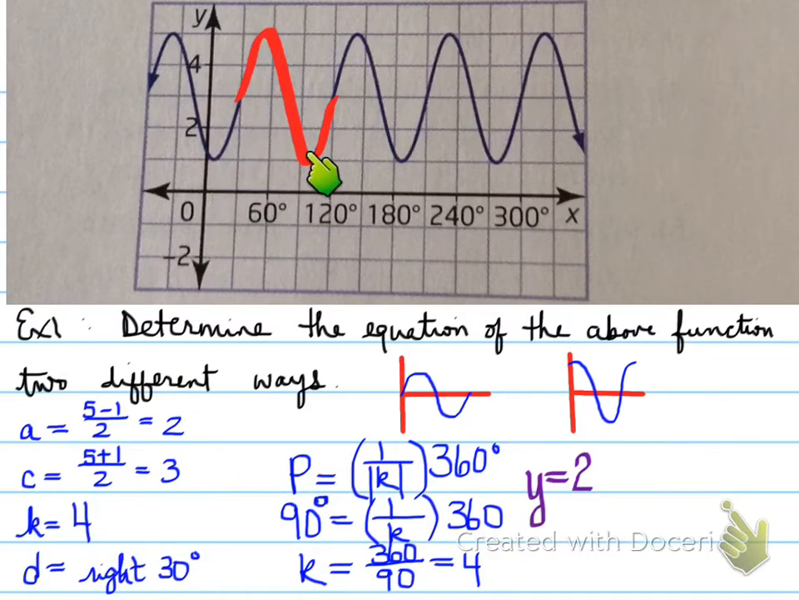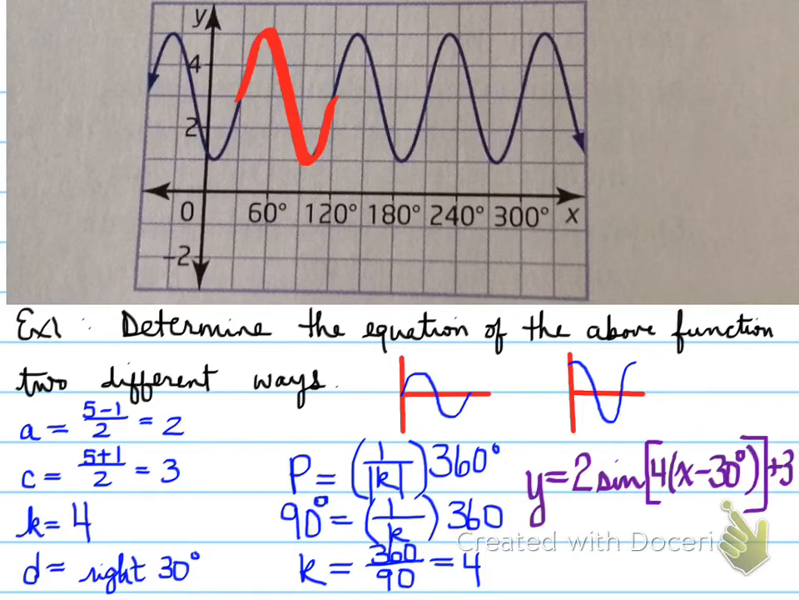Remember that the cycle is 90 degrees. It normally is 360 degrees, which means we've actually shrunk this by a quarter. A quarter of 360 is actually 90 degrees. So this makes sense why it's 4. Remember that when we talk about a stretch or compression horizontally, it's always 1 over k. So our equation is going to be y equals 2 sine 4 times x minus 30 degrees plus 3.